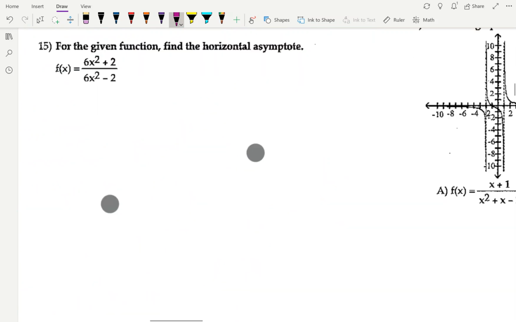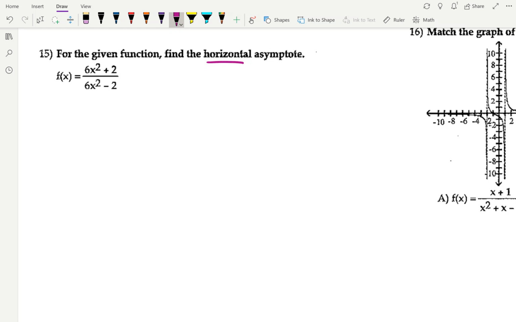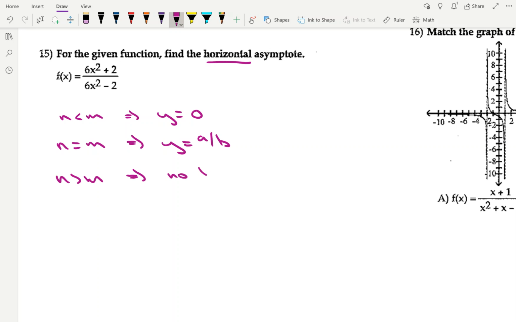Okay, let's keep going here. Number 15, for the given function, find the horizontal asymptotes. All right, so there's some rules here. Remember, if the degree in the numerator is less than the degree in the denominator, then the horizontal asymptote is y is equal to 0. If the degree of the highest numerator is equal, that's this case here, to the one in the bottom, then y is equal to a over b. We also see that when n is greater than m, we know that there is no horizontal asymptote.